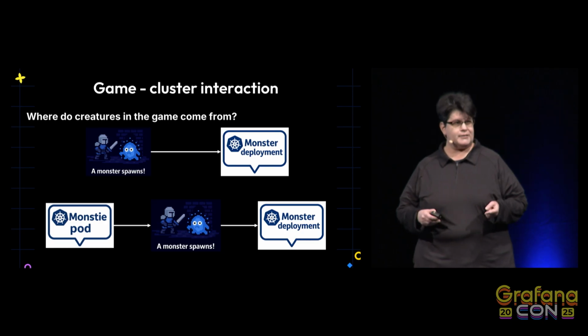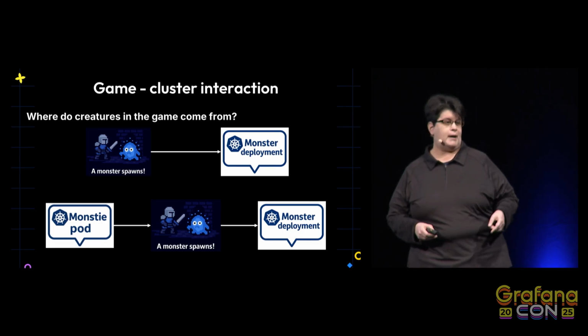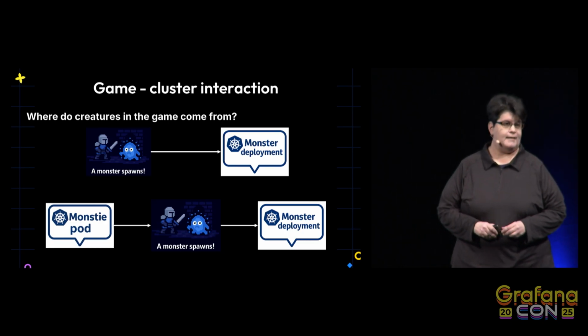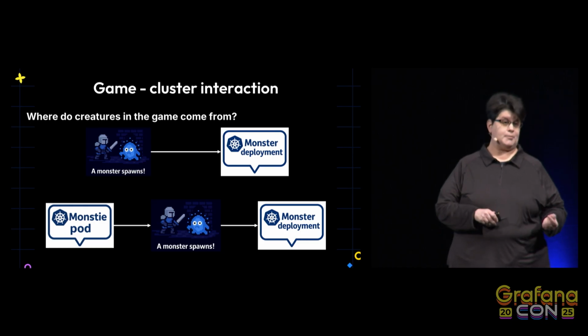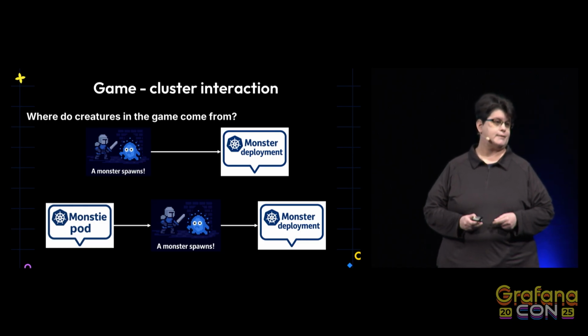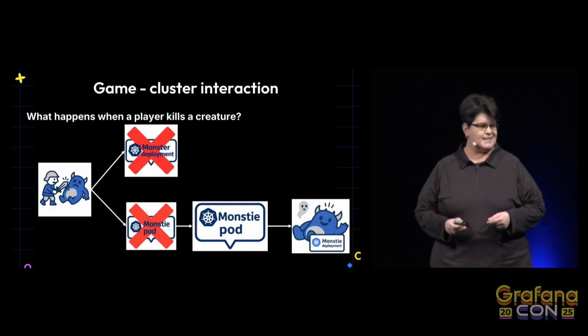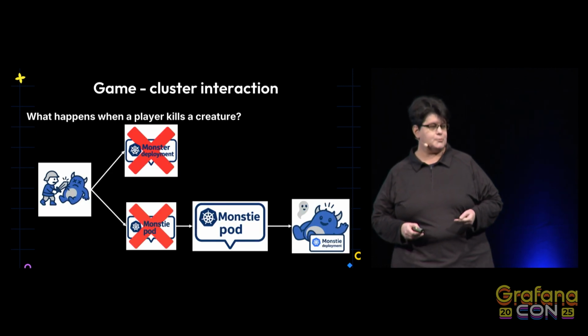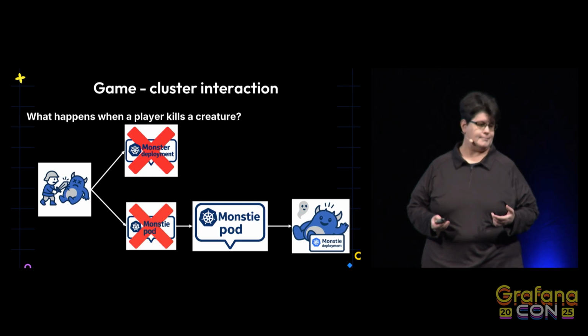The second way a monster gets into the game is if you create a pod in the monster namespace. That's going to cause a monster to spawn in the game, which then recreates what I just talked about with the monster deployment.